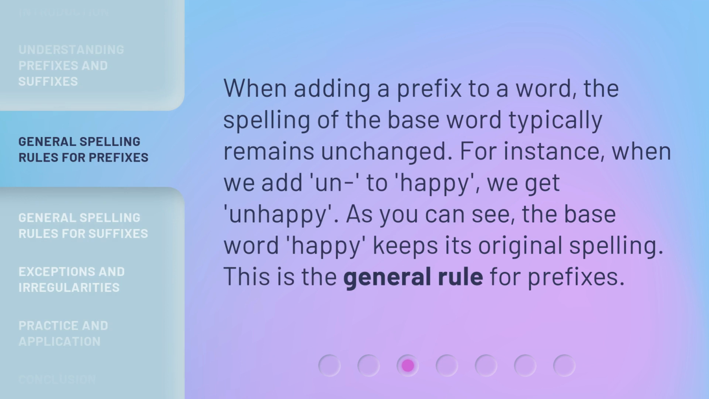When adding a prefix to a word, the spelling of the base word typically remains unchanged. For instance, when we add un to happy, we get unhappy. As you can see, the base word happy keeps its original spelling. This is the general rule for prefixes.